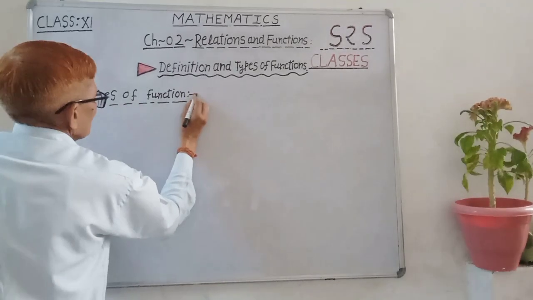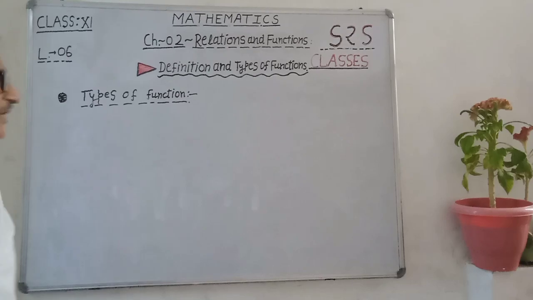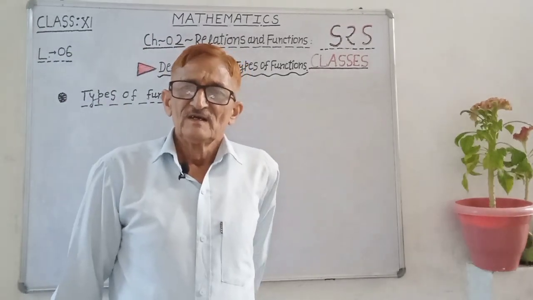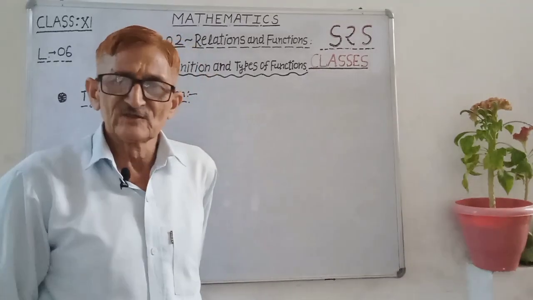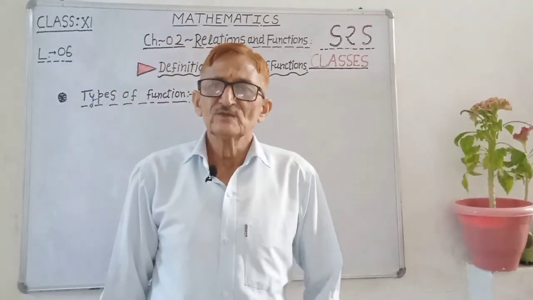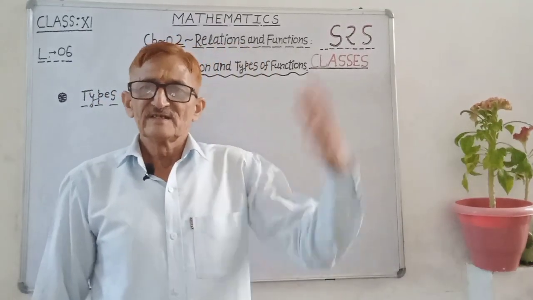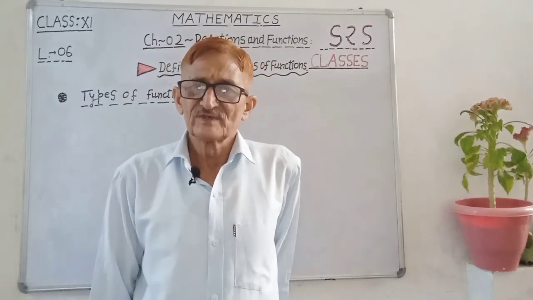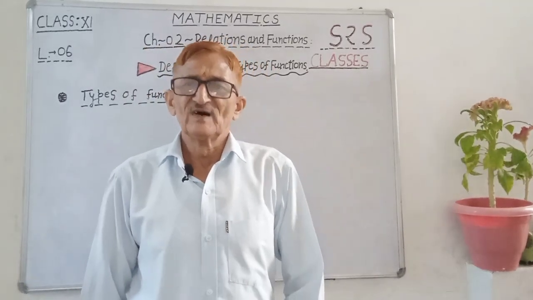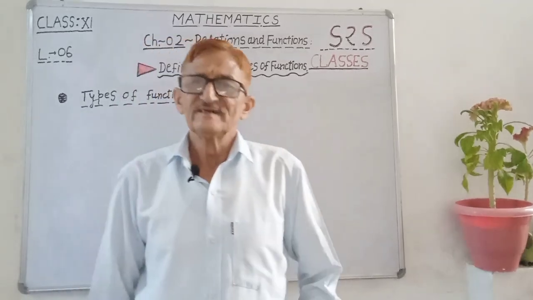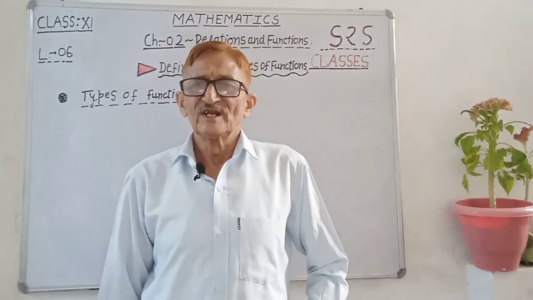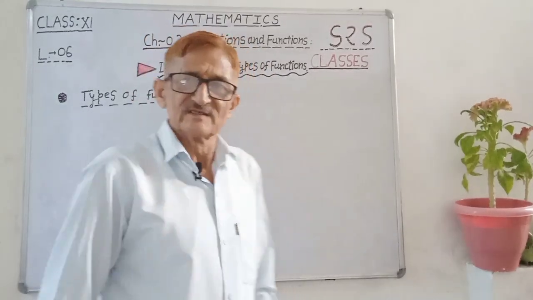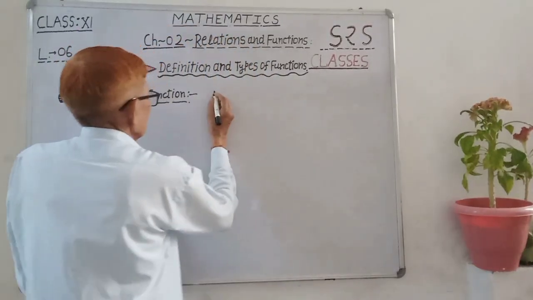Types of functions. Now here, these types of relations which I told you the definition of, according to all examples we are taking the types. First is identity function, then constant function. f(x) = x, that is the identity function.